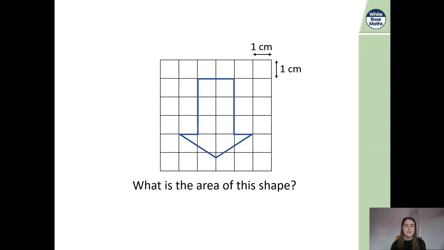Now, I think a better way to phrase this question, rather than what is the area of this shape, is estimate the area of this shape. Now, we know that the word estimate means to make an educated or a sensible guess. So that's what we're going to do for today's lesson.